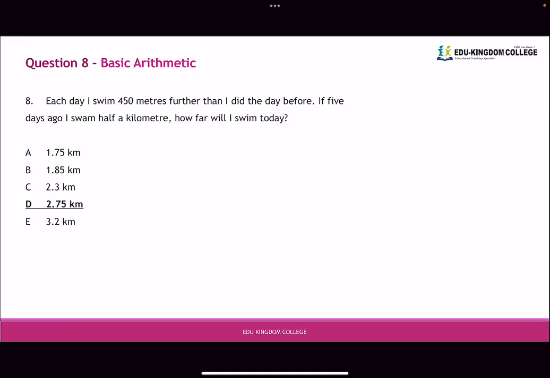Alright, each day I swim 450 meters further than I did the day before. 5 days ago I swam half a kilometer, so 500 meters. And that's 5 days ago, so you're going to swim 450 times 5 more than that. So 500 plus 450 times 5, which is 2250. Add these together, you get 2750 meters.